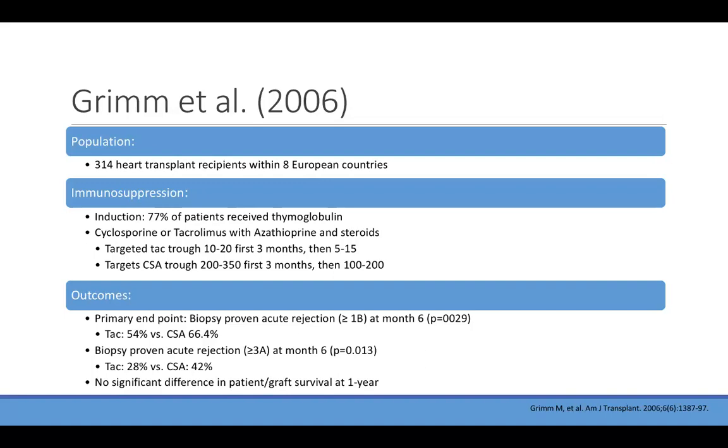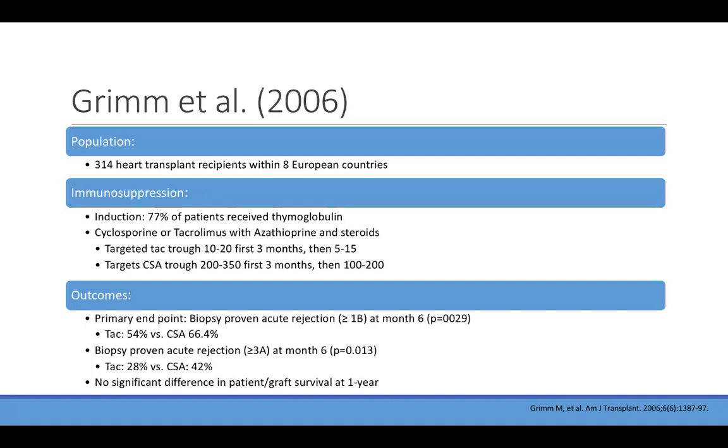Then they had a targeted tacrolimus trough of 10 to 20 for the first 3 months, and then anywhere from 5 to 15. The target cyclosporin trough was 200 to 350 for the first 3 months, then 100 to 200. This shows why we prefer tacrolimus over cyclosporin. In terms of our primary endpoint, the biopsy-proven acute rejection, which is greater than 1B at month 6, was lower in our tacrolimus group at 54% versus our cyclosporin at 66%.